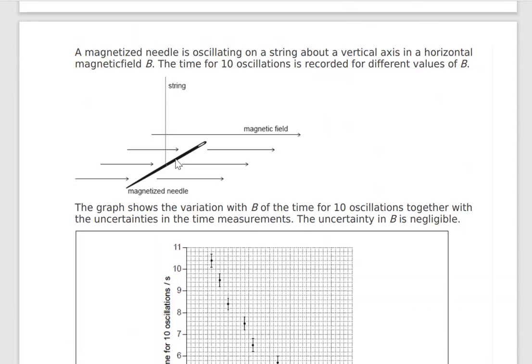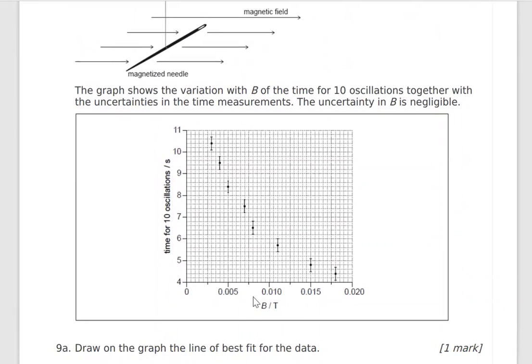So we have a string and there is a needle. The needle is hanged in a magnetic field and the needle oscillates back and forth. There is a relationship between the value of the magnetic field and the time for 10 oscillations on the y-axis. The graph shows the variation with the value of the magnetic field B. The uncertainty in B is negligible, so as you see here, we don't have error bars on the x-axis. The uncertainty in B is ignored, and here we have the time for 10 oscillations.